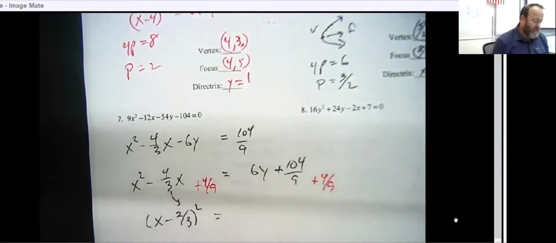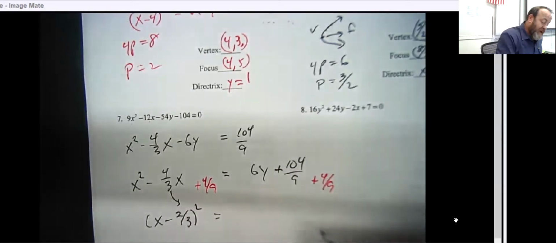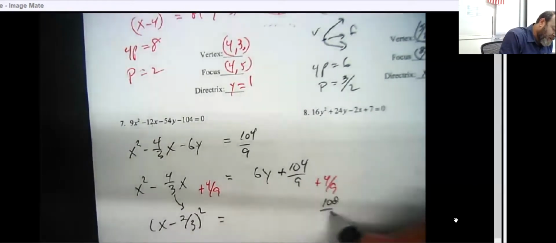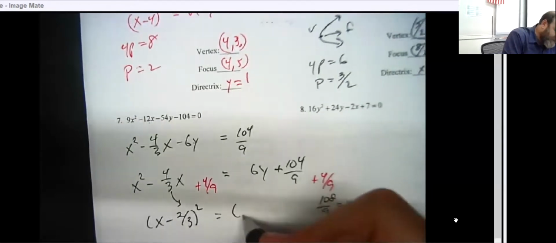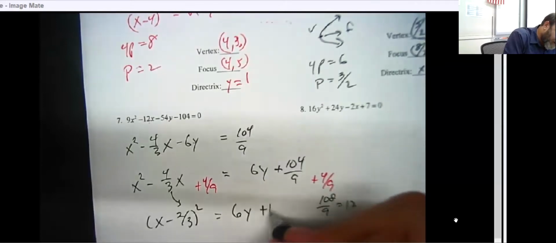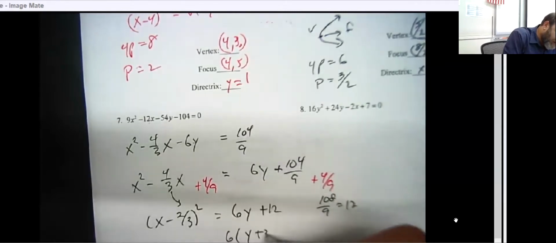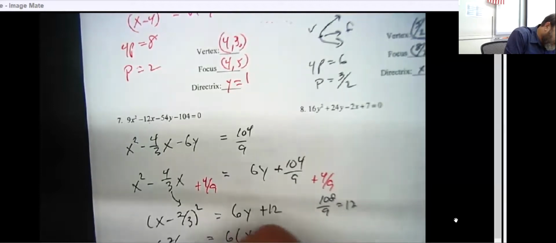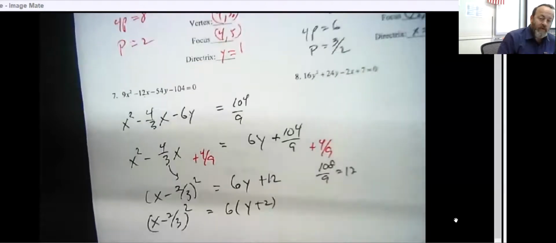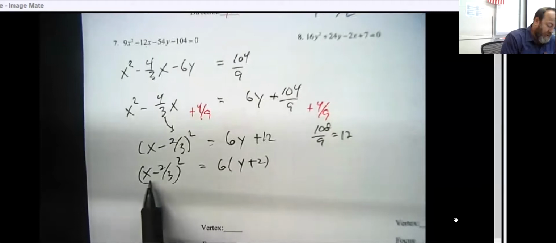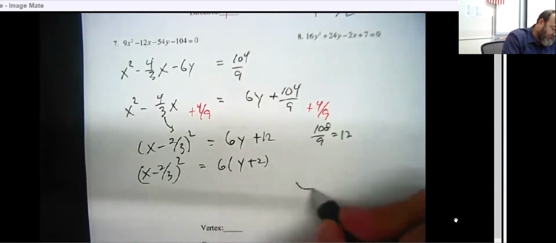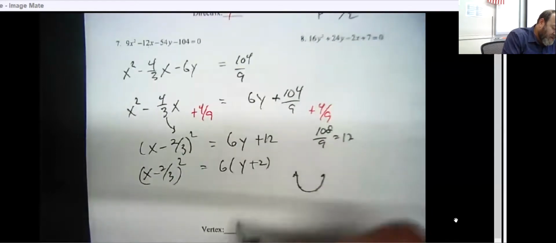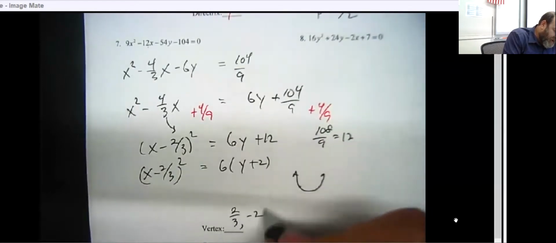And then I need to figure out what is 104/9 plus 4/9 is actually 108/9. But 108 over 9 is exactly, as it turns out, the number 12. And I kind of did that on purpose. So that's 6y plus 12, or in other words, 6 of those y plus 2's. So it appears then that our vertex, again, we've got a positive value with a positive here as well, so it's opening up. So my vertex is at 2/3, comma negative 2.